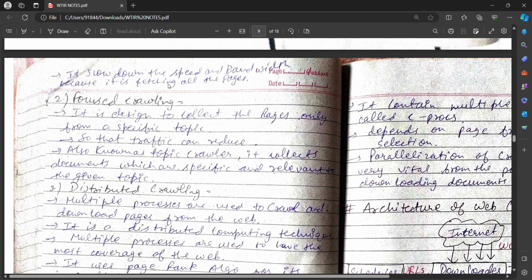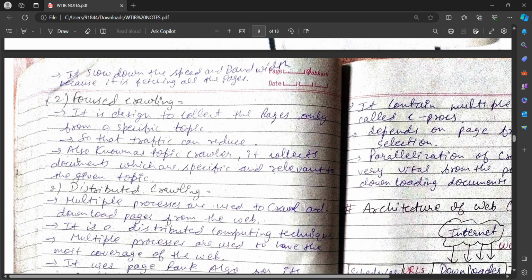Next is focused crawling. Focused crawling is designed to collect the pages only from a specific topic. As the name suggests, the focused crawler is focused, and it is collecting only the pages that are related to a specific topic. That's why it is named focused crawling. It is going to focus on a particular topic and fetch the data of that specific topic, so that traffic can reduce. Definitely traffic is going to reduce.